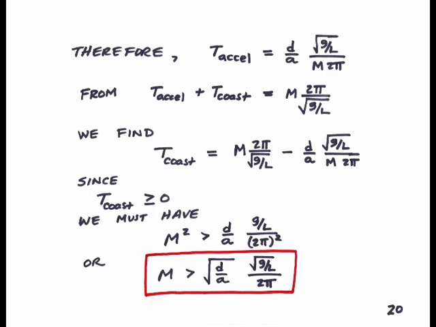If we change the expression for t_coast to an inequality, we'll find that m must be greater than the square root of d over a times the square root of g over L, divided by 2 pi. If m is not chosen to be larger than this number, we will have t_coast be negative, and our answer will be nonsensical. But we can choose any value of m as long as it's larger than this number.